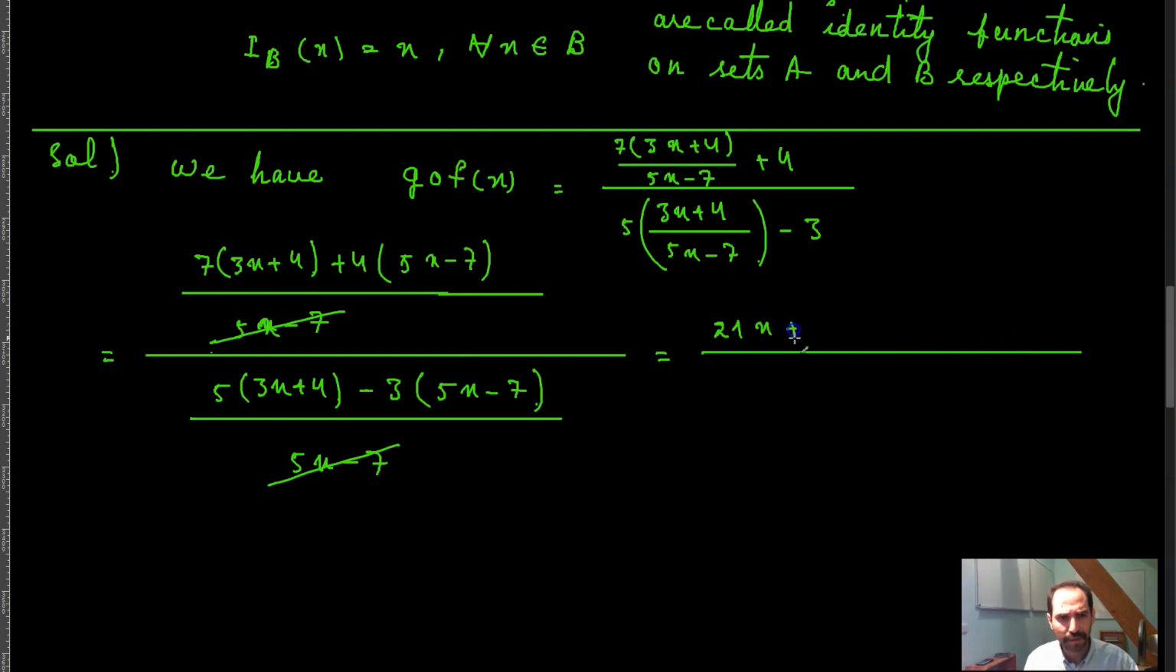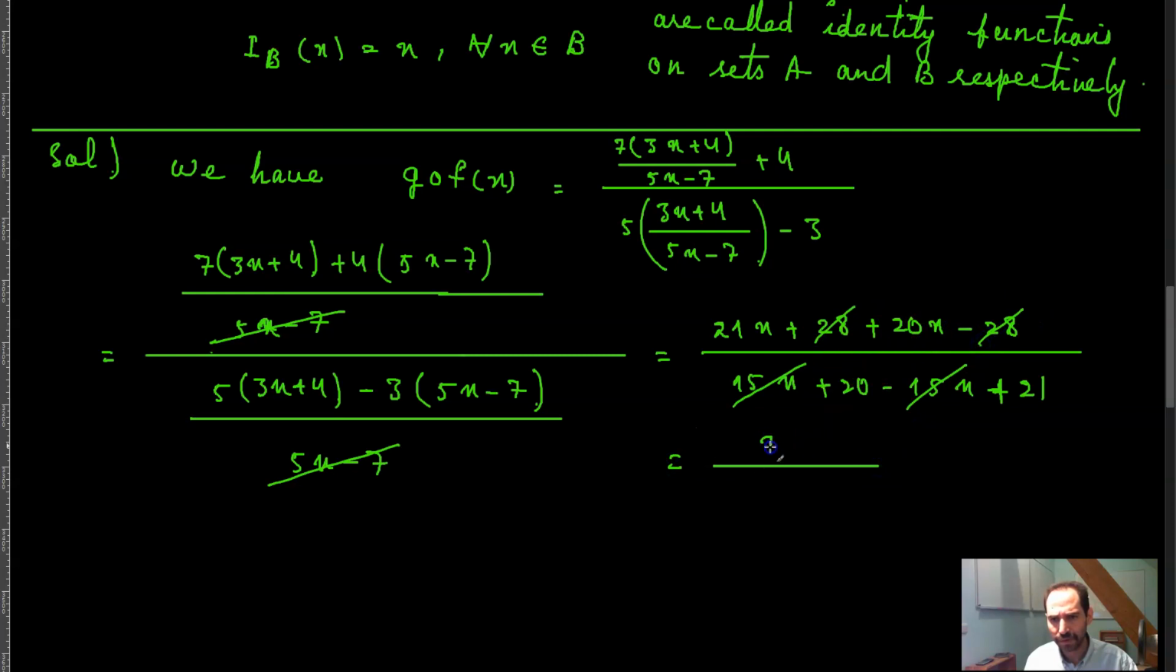Then you can cancel these two out, and then you will have 21x plus 28 plus 20x minus 28 over 15x plus 20 minus 15x plus 21. These will cancel out, you have 41x over, 20 plus 21 is equal to 41. That is equal to x.